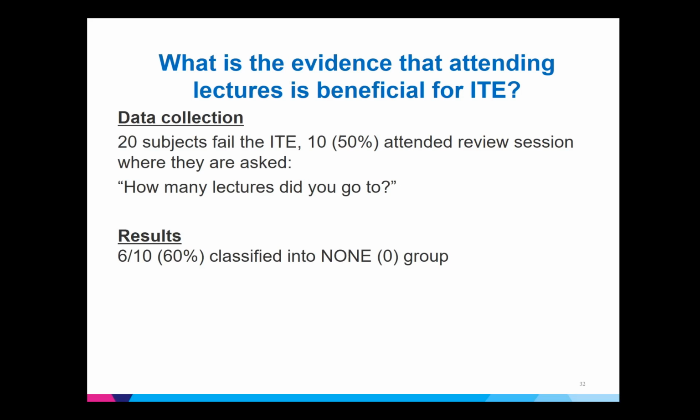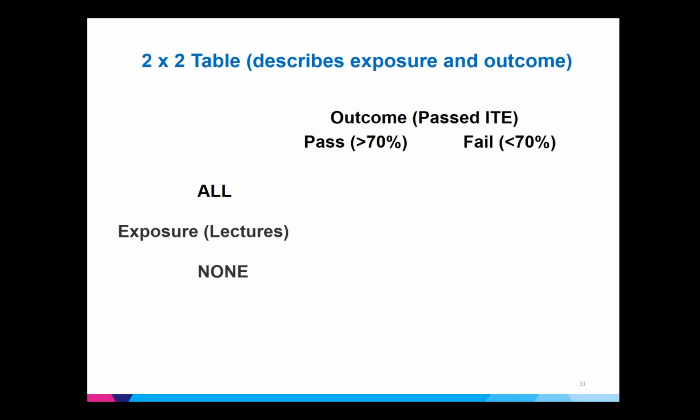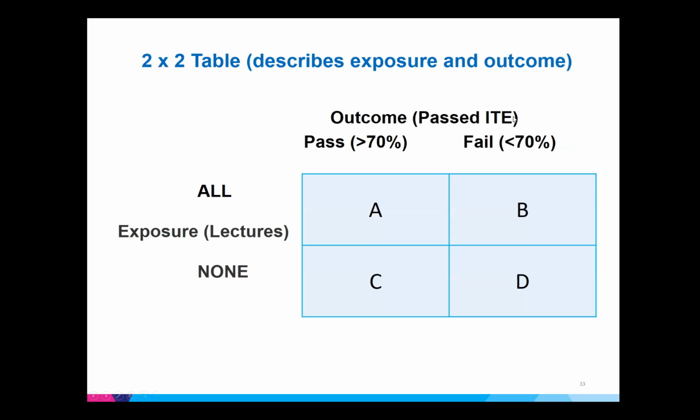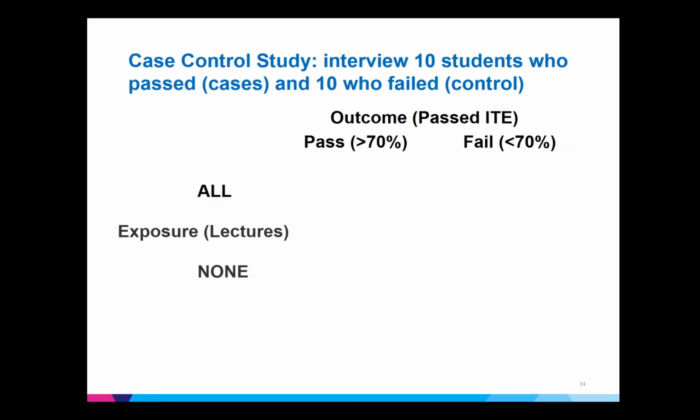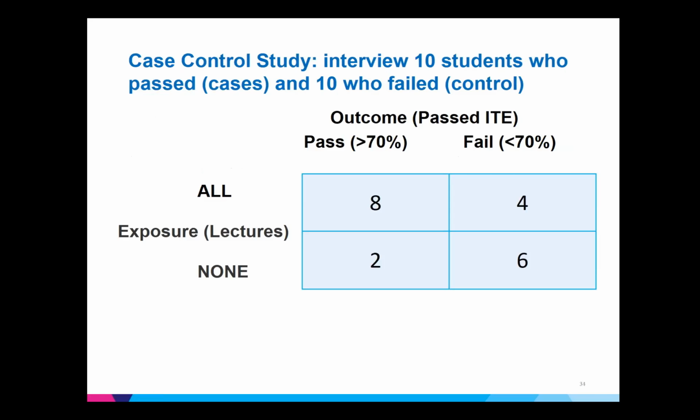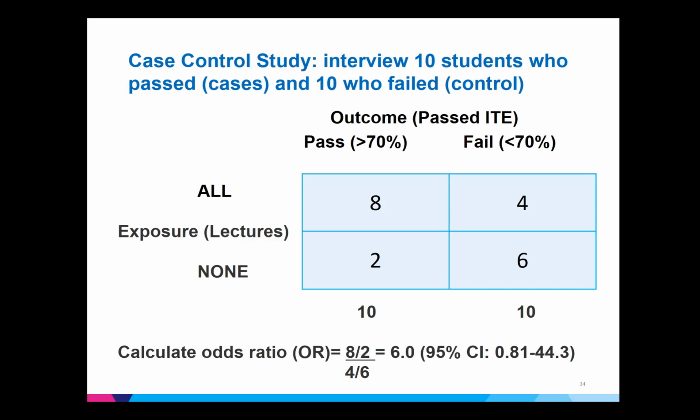So then you do your 2x2 table, and your outcome is that they passed or failed the ITE, and the exposure was that they went to all the lectures or they went to none of the lectures. And when you put the numbers in, very simply, 8 passed the ITE and went to all the lectures, and you see the rest of the examples. And so what you find is you're able to calculate the odds ratio with that.